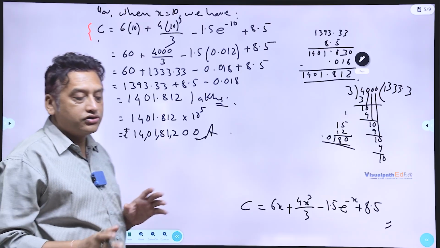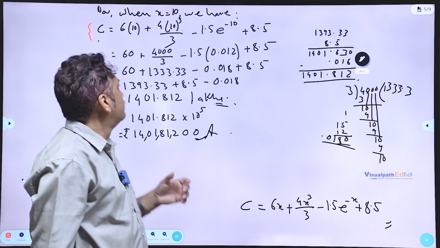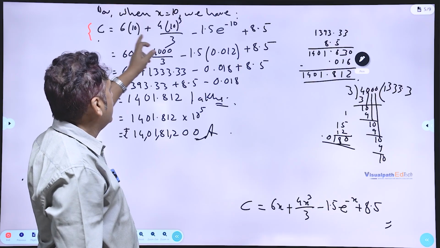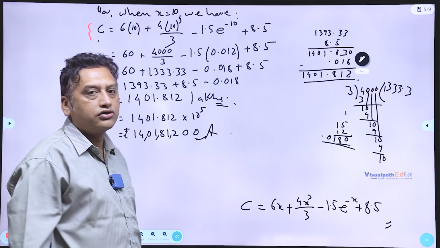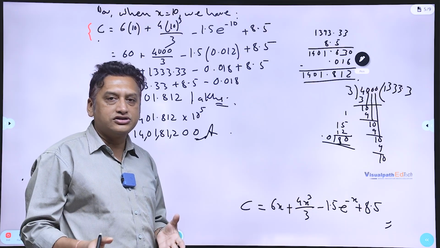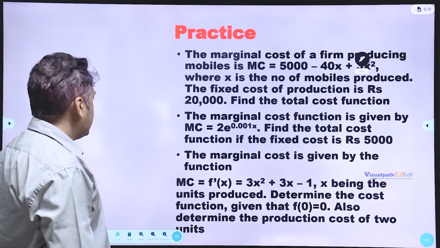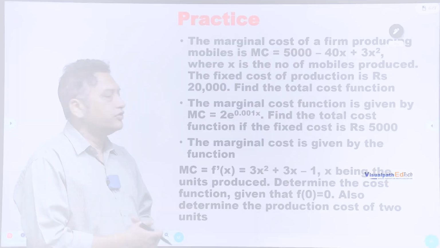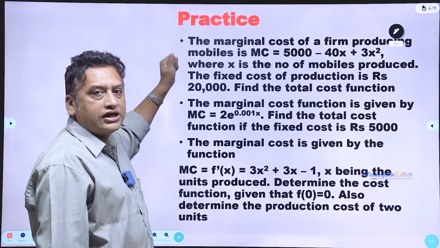Now the question asks us to find the cost for 10 units. So wherever there was x, we put 10. Then we do all the calculations and find the total cost of producing 10 units of car. So that is how you can do a cost sum. We will explore some more sums. Now let's go to the next sum.